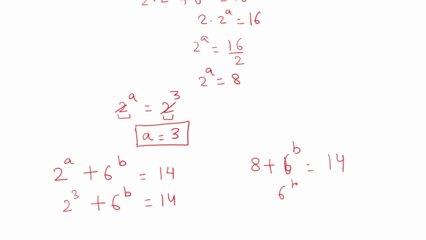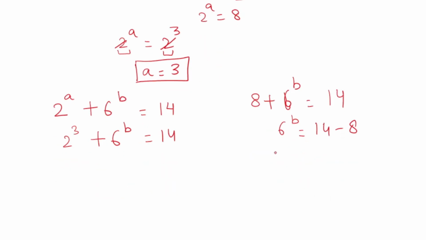6^b equals 14 minus 8. 6^b equals 6 on the right hand side. So 6^b equals 6^1. Both the bases on both sides are equal now, 6 and 6, so they get cancelled and we get b equals 1.